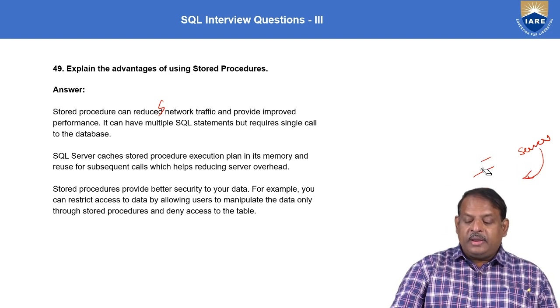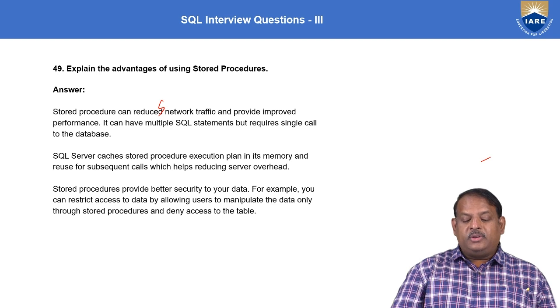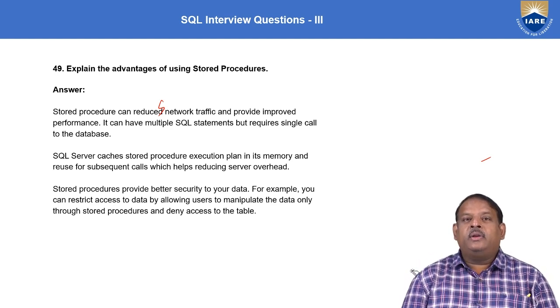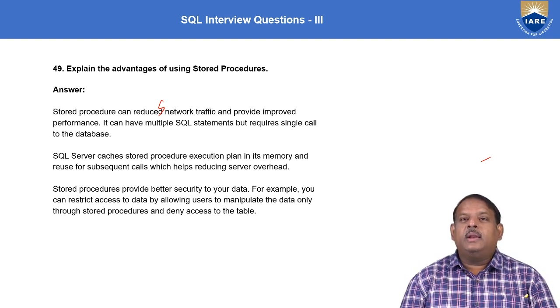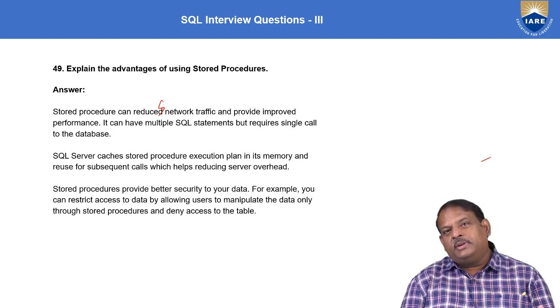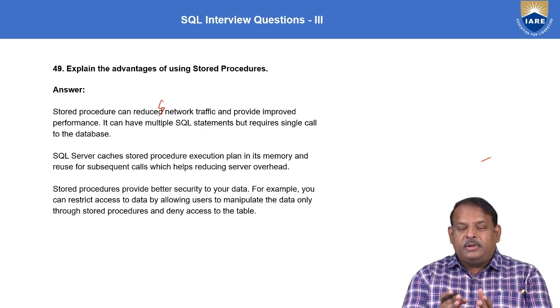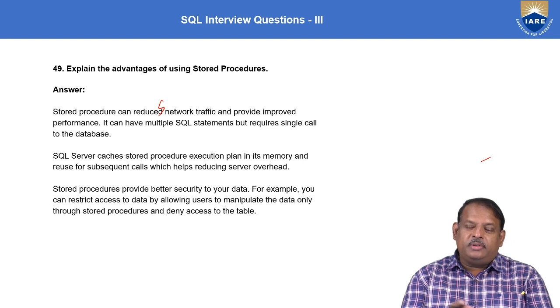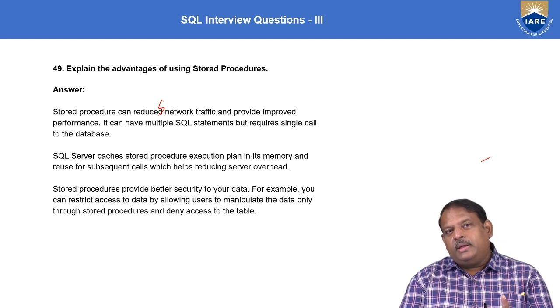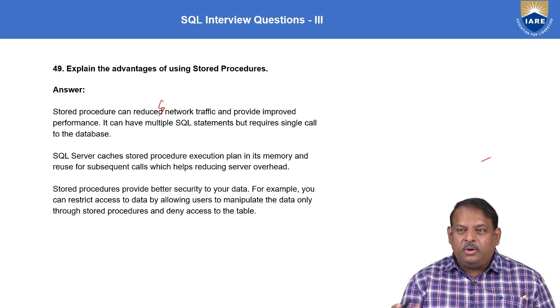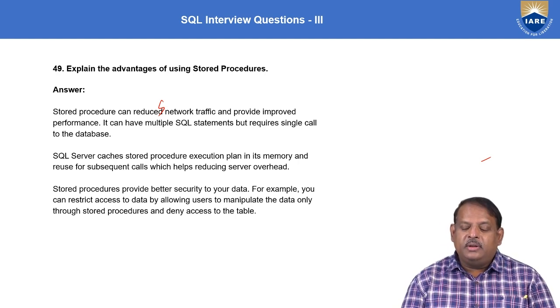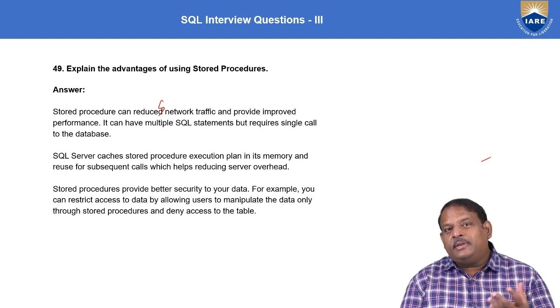SQL Server caches the stored procedure execution plan in memory and reuses it for subsequent calls, which helps reduce the server overhead. When you execute a stored procedure, the execution plan, meaning which tables are involved and how it accesses them, is stored in memory. So the next time you call the same procedure, you automatically get faster performance, because the execution plan is already stored in memory.